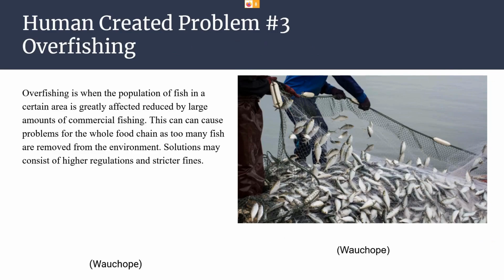The third human-created problem is overfishing, and overfishing is when the population of fish in a certain area is greatly reduced by large amounts of either commercial fishing or private fishing, and this can cause problems for the whole food chain as too many fish are removed from the environment all at once. It's faster than they can replace. And solutions may consist of higher regulations around fishing and stricter fines, as well as more people to enforce the regulations.